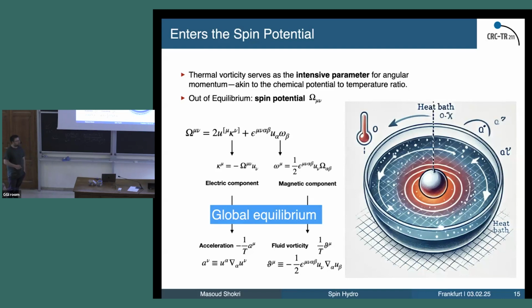And as any rank 2 antisymmetric tensor, it can be decomposed into an electric component and a magnetic component. And unfortunately, we have some signs that are not very nice. So this one goes to minus acceleration over temperature, and this one, there is also a minus here, I missed it, minus fluid vorticity vector over temperature. I'm sorry for this strange letter here because I was out of omegas.